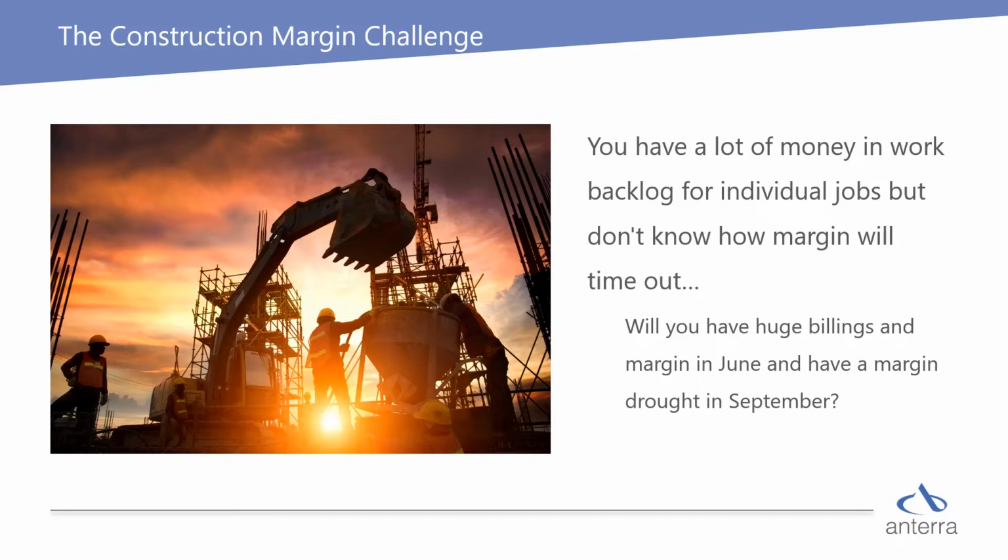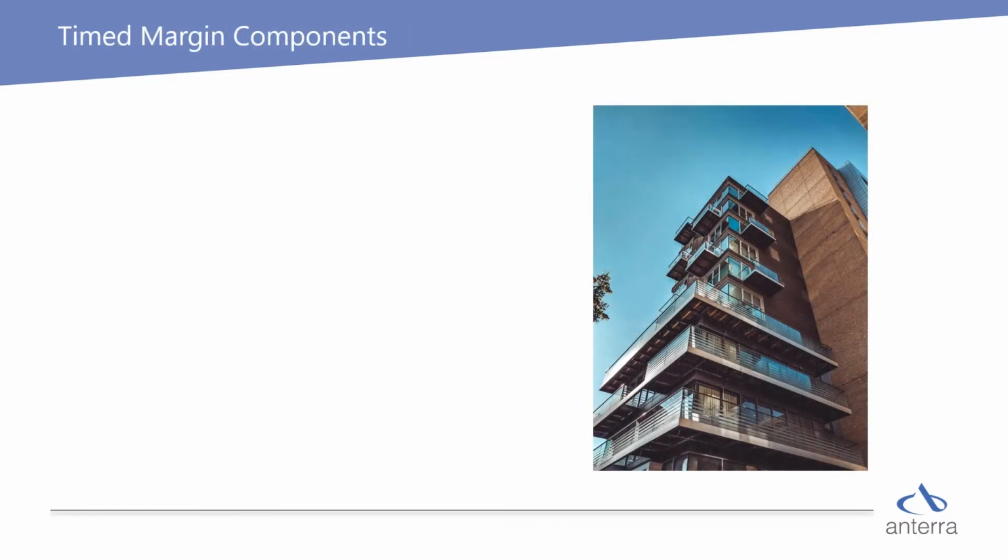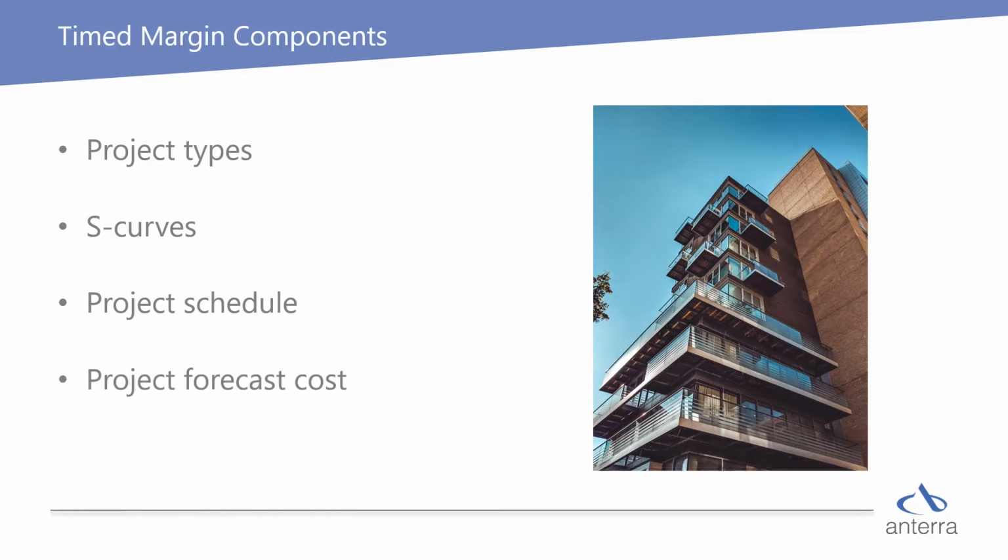The components of doing a timed margin forecast include classifying the types of projects you have, S-curves that help automate timing out the billings and costs, the project's timeline, which is to say the project's start and end date, and your forecast cost at complete. We've created a powerful tool set that simplifies management, allowing virtually everything to be automated, while still allowing your users to control every aspect should you choose.